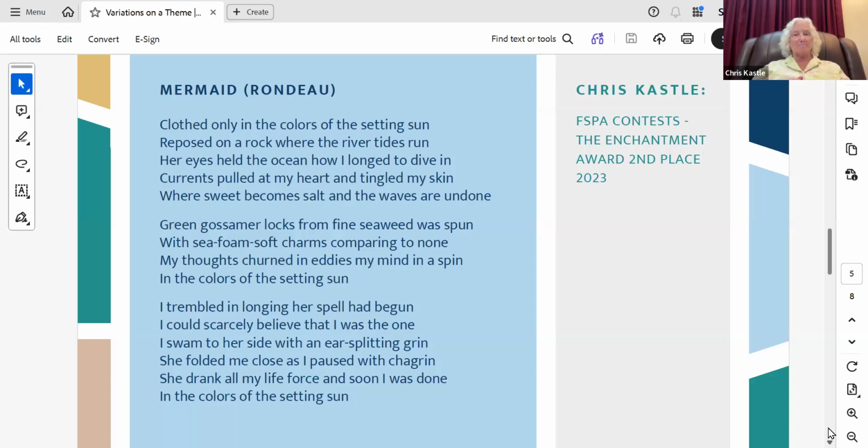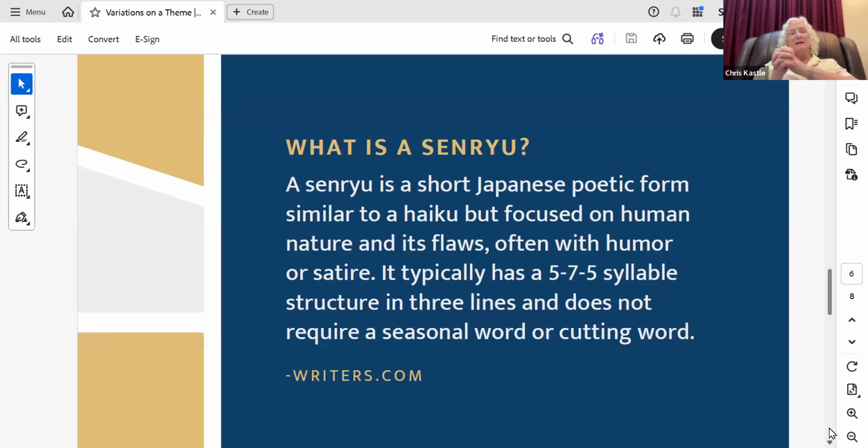Okay, next slide, please. Okay, so we're all going to get a chance today to write our own variation. I suspect that most everyone here is familiar with the haiku form. Anyone here not familiar with the haiku form? Okay, so the haiku form normally has to do with nature, but when it has to do with human nature and flaws, with humor or satire, you can use this 5-7-5 syllable structure to write what is called a senryu, and that's what we're going to write today.